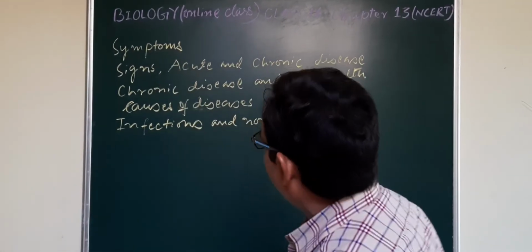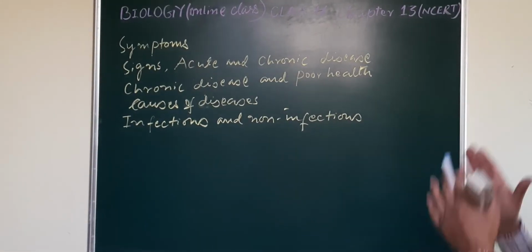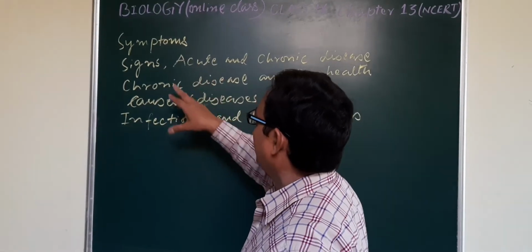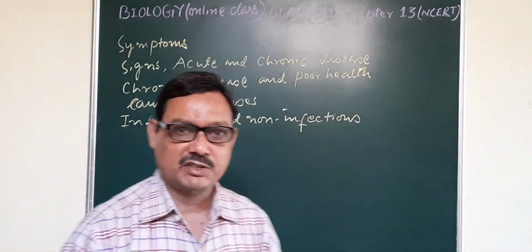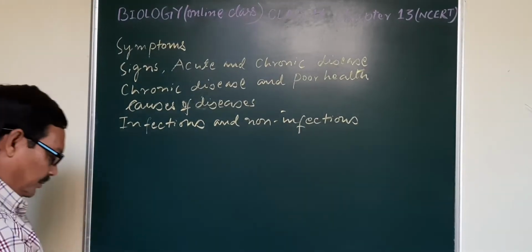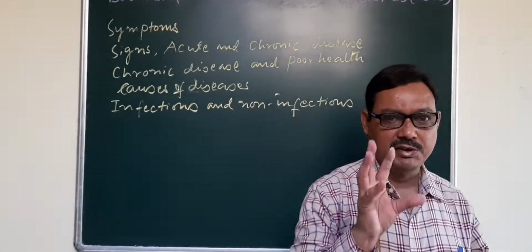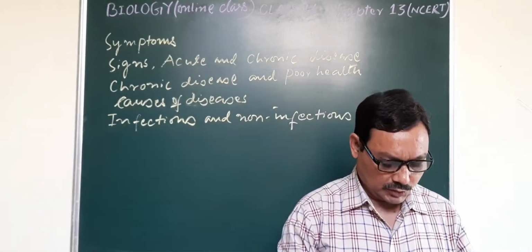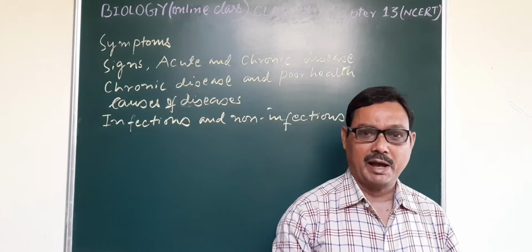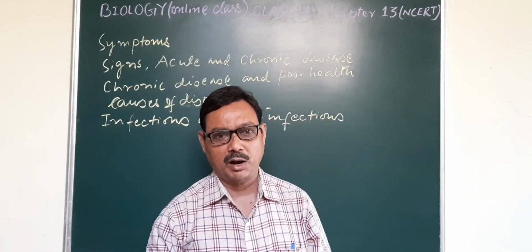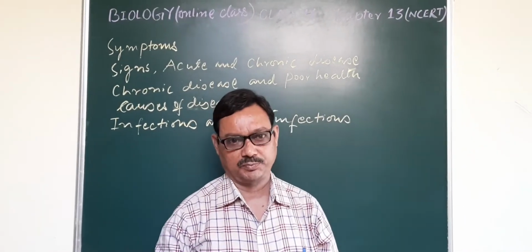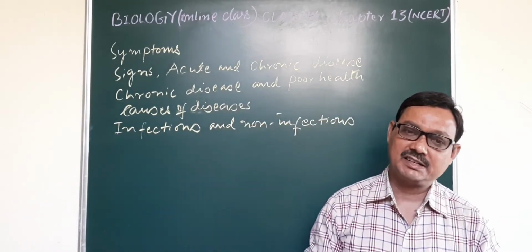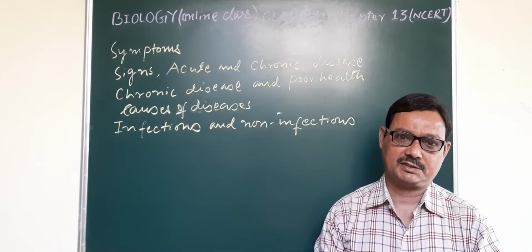Like in the earlier class, we have focused on this point. The first one is the symptoms. Symptoms means there is evidence, due to the presence of some abnormalities of the body part or the body functions, and it is manifested by the individual. That is the symptoms of the disease.